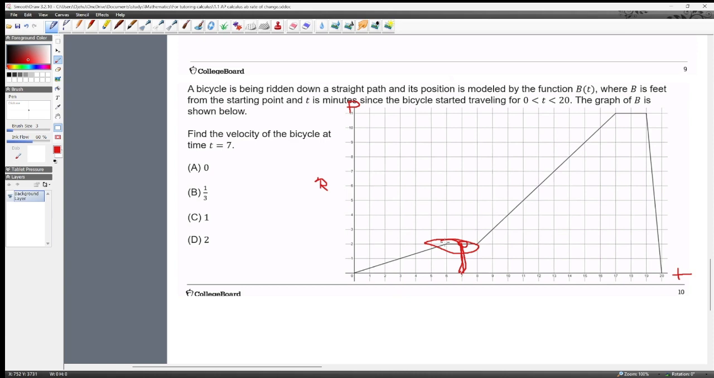So you can try it on your own. Pause the video. I'm just saying that this is a function. This is a graph of position over time. So give it a shot. So we're looking at this section, when t is equal to 7, which is 2, but it's asking for the velocity.